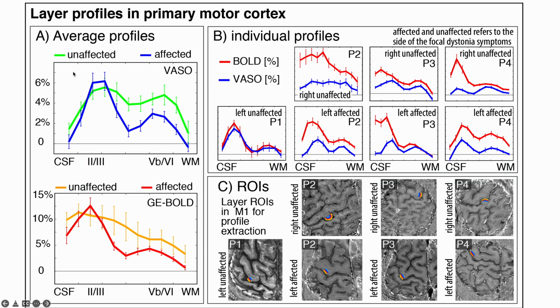And maybe more interestingly, looking at the layer domain in the primary motor cortex, you can see that for the affected hemispheres, for VASO in blue, we have this clear bias towards layer 2, 3 as opposed to the deeper layers, which is not visible in the unaffected hemispheres for VASO in green. And this is very interesting because one of the theories of focal hand dystonia predicts such a superficial bias due to the lack of surround inhibition. So our data clearly favor this theory about the disease.